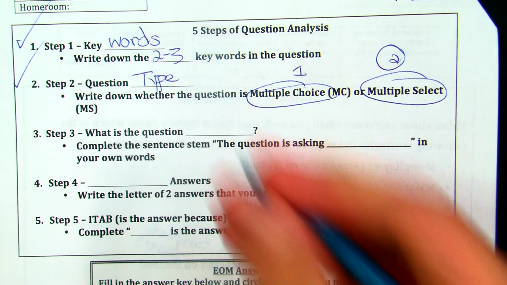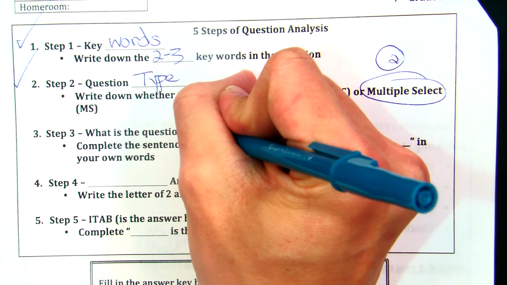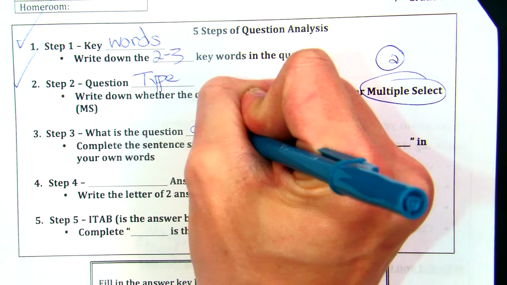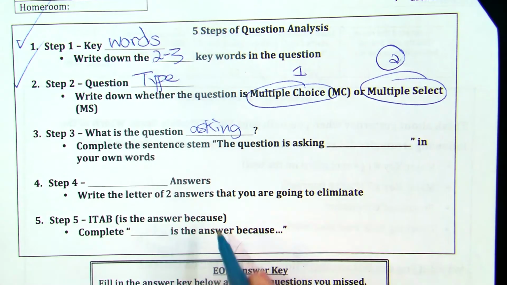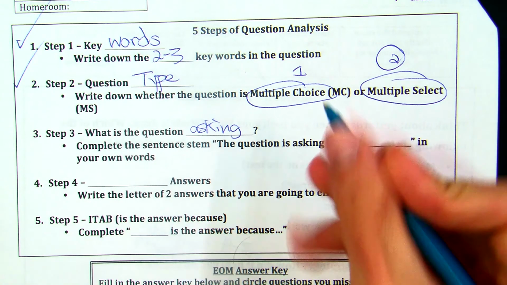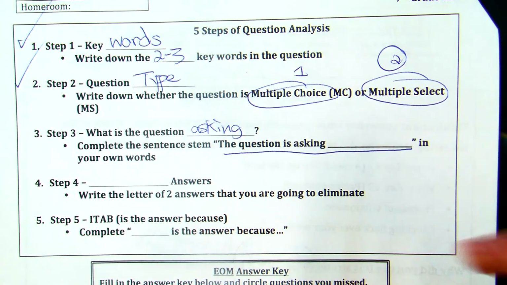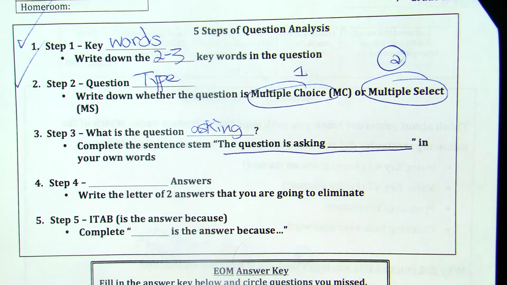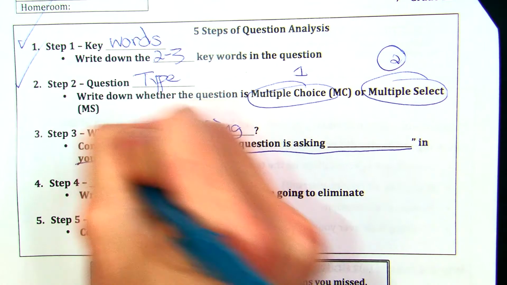Step 3 is called, what is the question asking? You're going to paraphrase or put in your own words what the question's asking. You're literally going to copy this sentence stem. It's already started there for you on the next page. The question is asking me to choose the best piece of evidence to support the theme. Or the question is asking which is the best summary of the passage. Whatever it might be, put it in your own words.